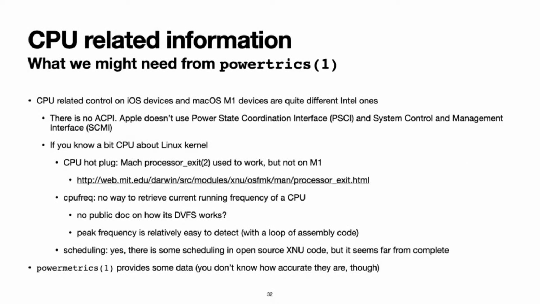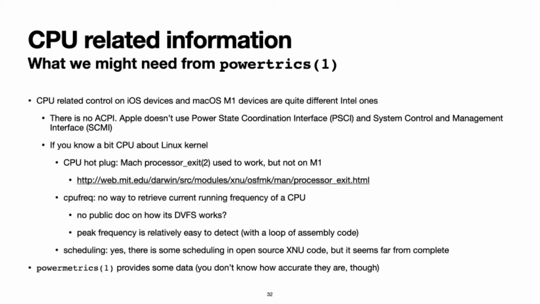Let's discuss what information from powermetrics you or I might need. And let's use CPU as an example. CPU-related control on iOS devices and macOS M1 devices is quite different from x86 ones. There is no ACPI, and Apple doesn't use either PSCI or SCMI. Some of you might be familiar with CPU-related control in the Linux kernel, so we use some Linux terms here.